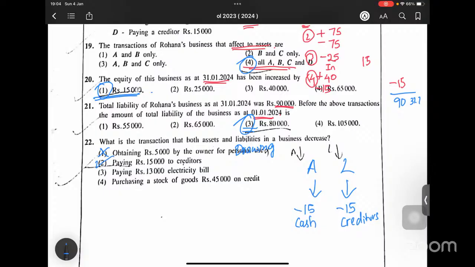Paying a 13,000 electricity bill. If you are paying the electricity bill, cash goes out, and the equity will be reduced. That is an expense. Purchasing a stock of goods for 45,000 on credit: then debit 45,000 increase and credit 45,000 increase. So this is an increase. Here they asked about decrease. So the answer is the second one.